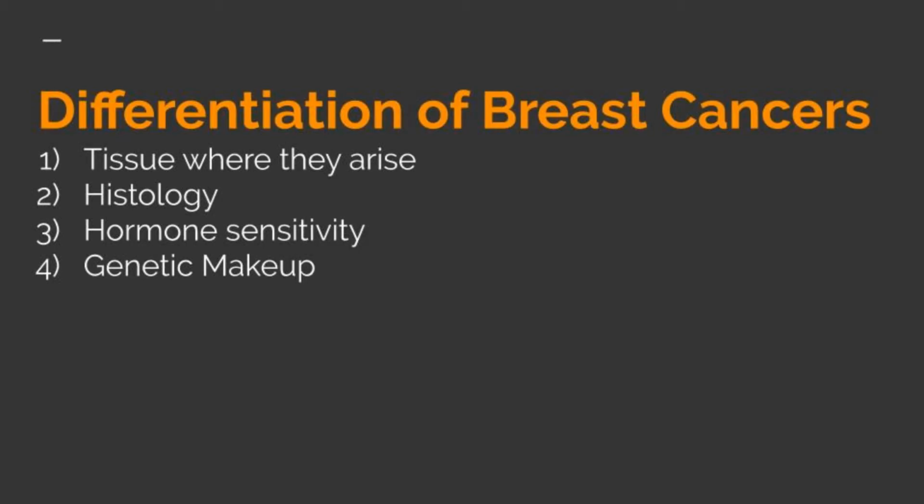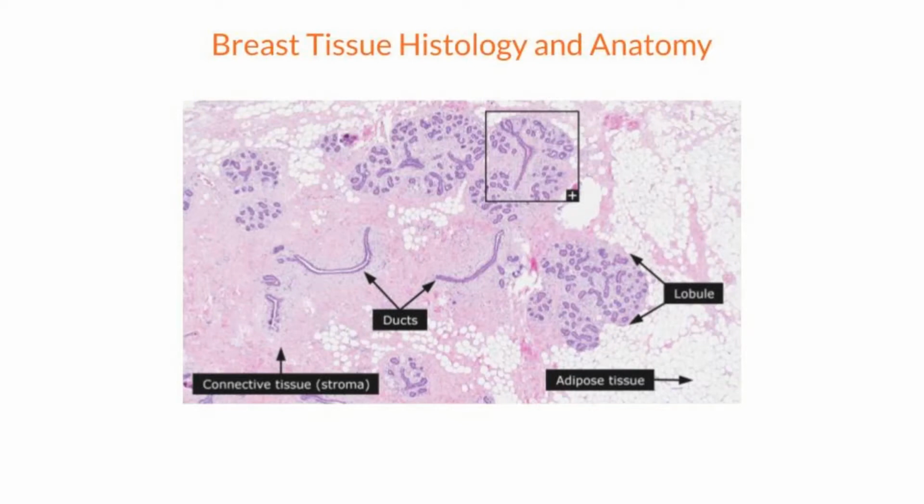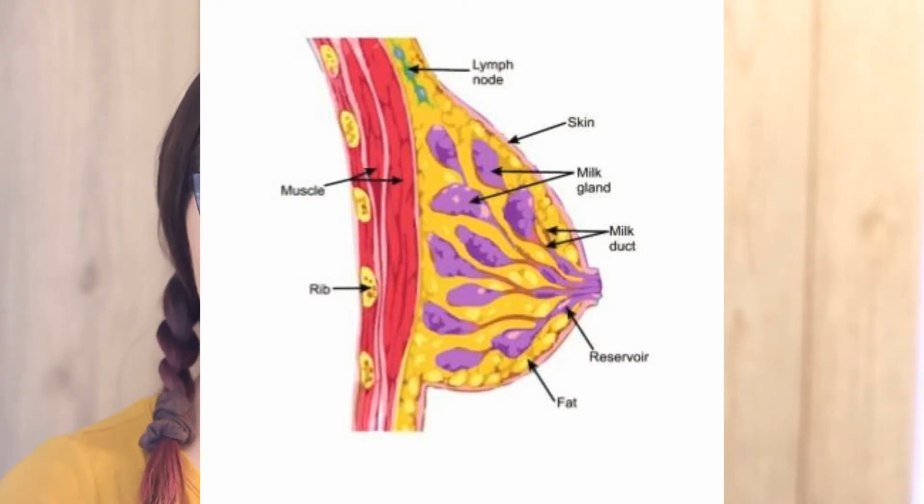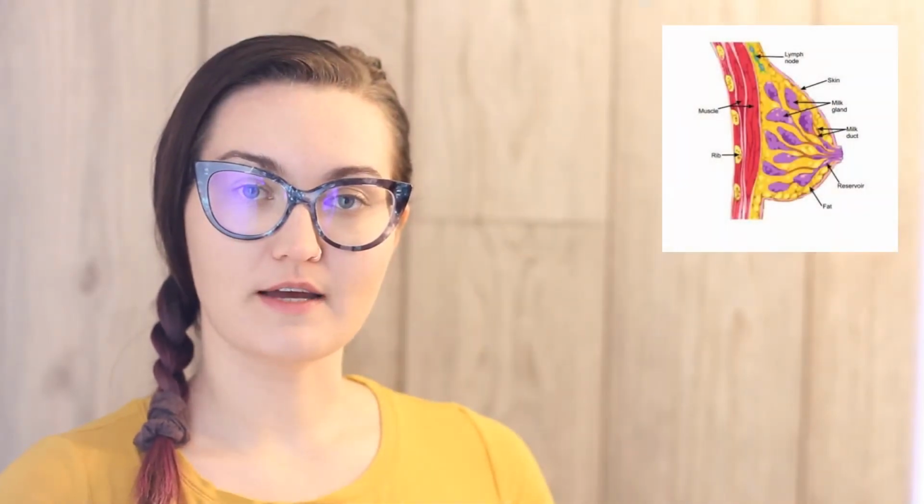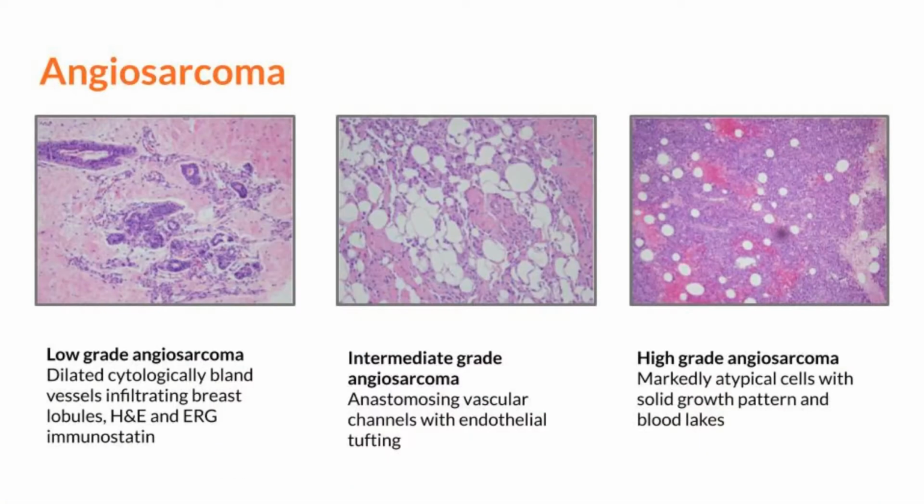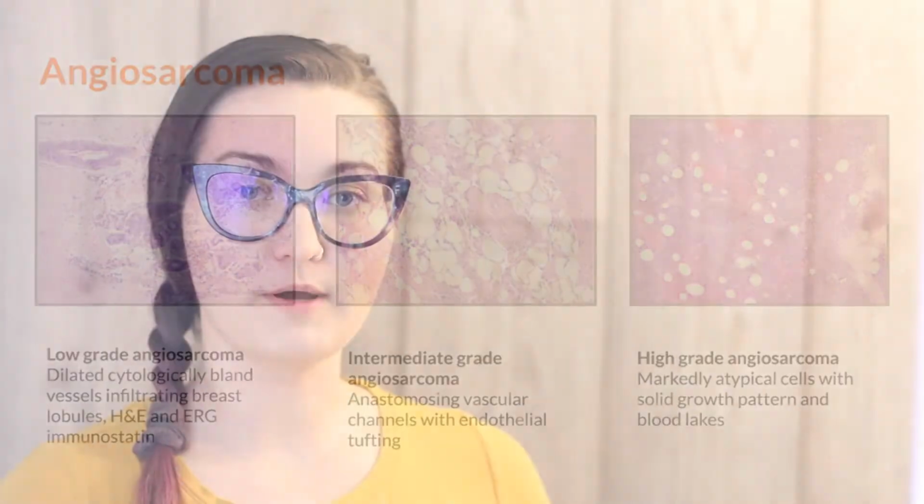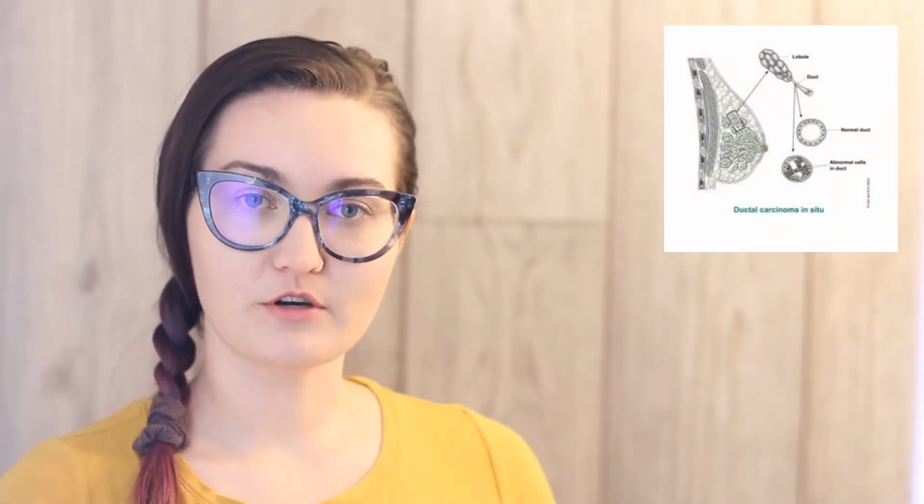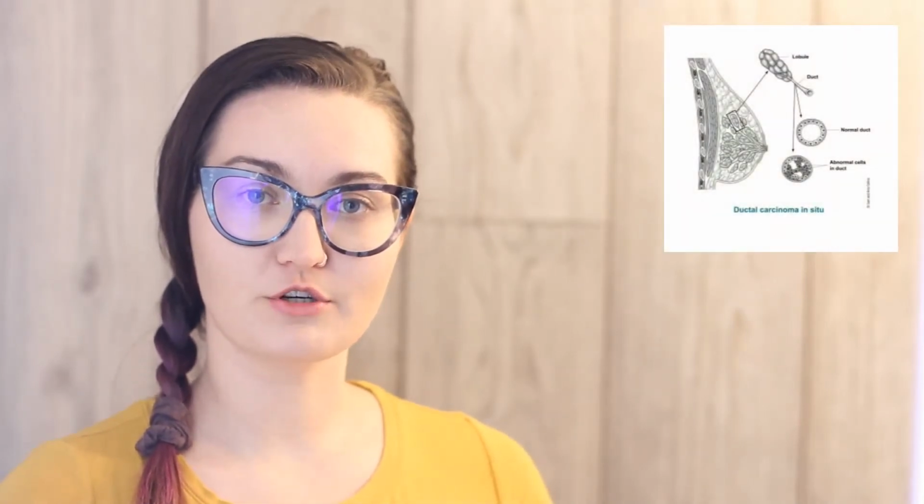Breast cancers are categorized by 4 different criteria: the tissue in which they arise, their histology, their hormone sensitivity, as well as their genetic makeup. So we have 3 different types of tissues that breast cancers can arise from: the ducts, the lobules, and the connective tissues. In the ducts and the lobules, it's either called ductal carcinoma or lobular carcinoma, depending on where it starts. And if the cancer arises out of the connective tissue, it's called sarcoma. Generally, within the ducts or the lobules, the cancer will start inside of the structure, and once it moves outside of the structure to surround it, it's called invasive ductal or lobular carcinoma.